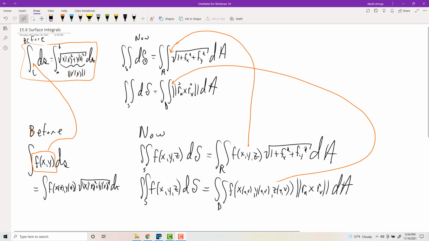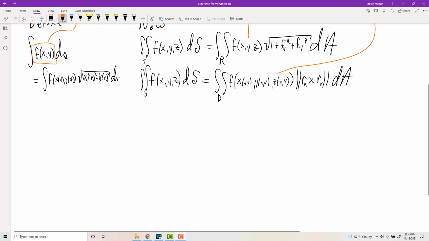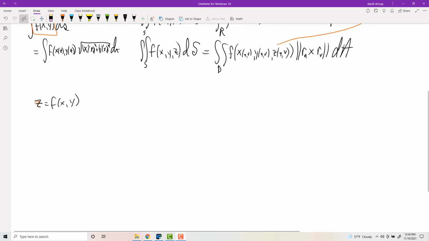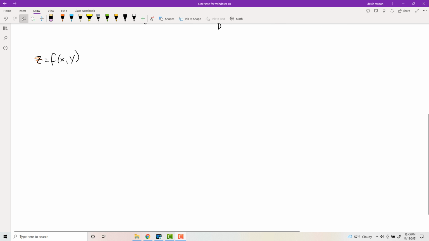Visually, what's happening is, if we have a surface z equals f of x y, let's go to our, I guess, Twinkie in space.